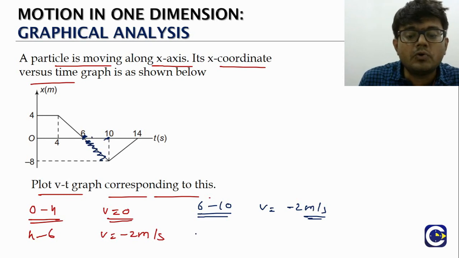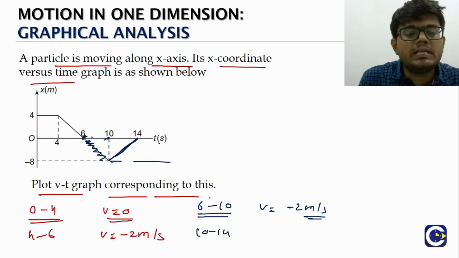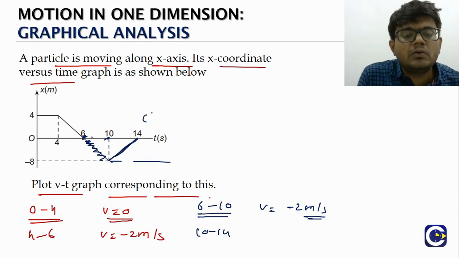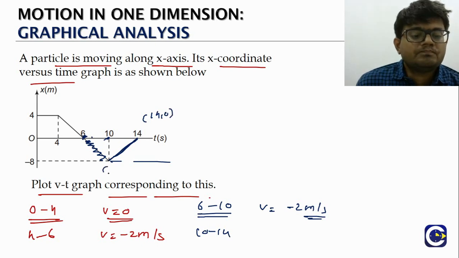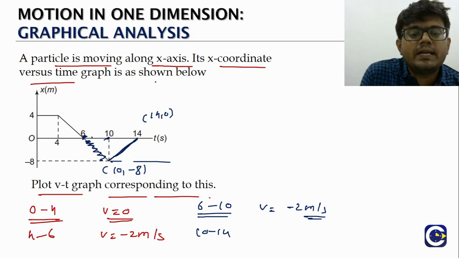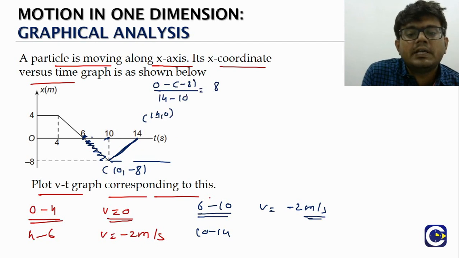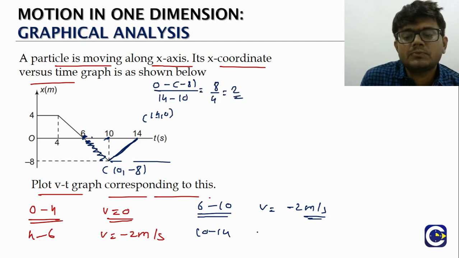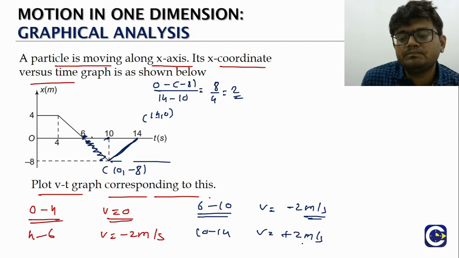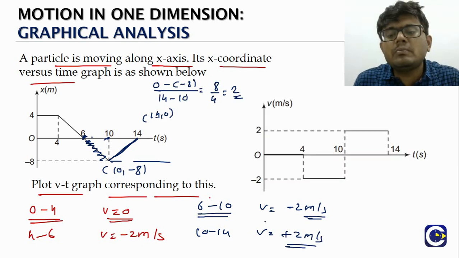Then from 10 to 14, look at this. This is a straight line with a positive slope. Okay, so see here what is happening. This point is 14, 0. This point is 10, minus 8. So what is the relation? y2 minus y1, 0 minus of minus 8, divided by x2 minus x1, 14 minus 10, that is 8 by 4, that is 2. So velocity in this case is plus 2. So using this we will be able to draw the plot.